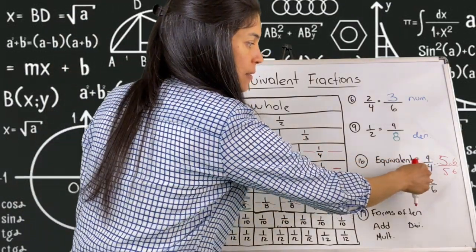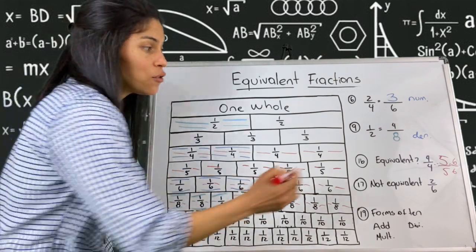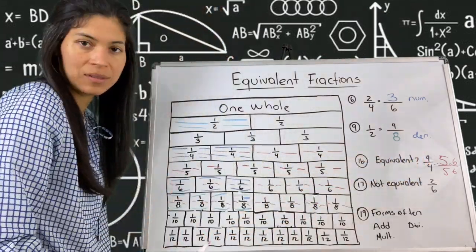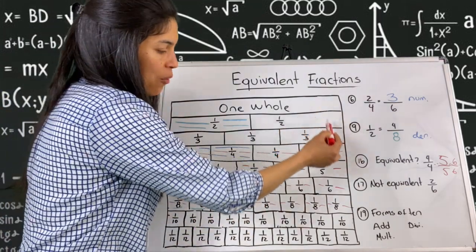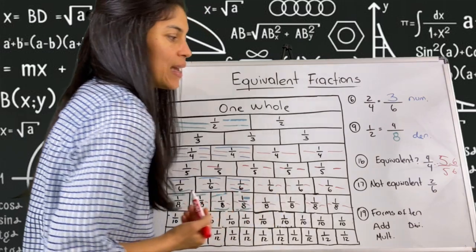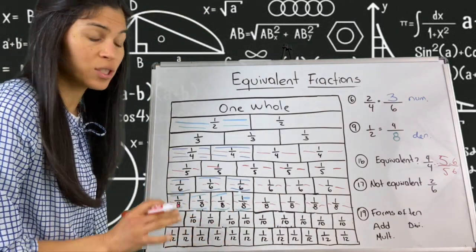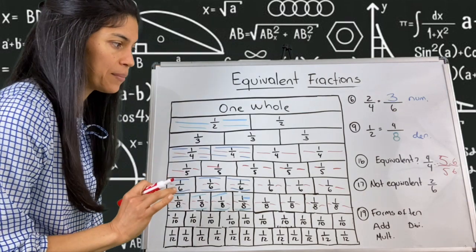4/4, if you notice, tells me that I'm taking the whole. I'm taking all the parts. I divided into 4 and I took all the 4 parts. So any one of those fractions is equivalent. Now, an example for number 17, which is not in your worksheet, it's just an example.